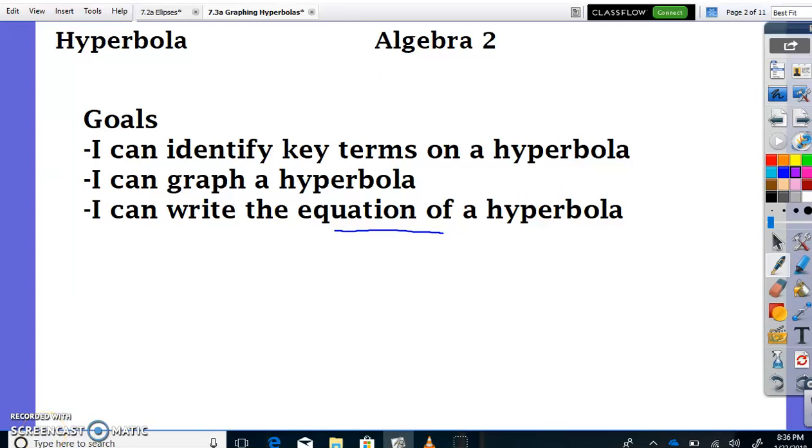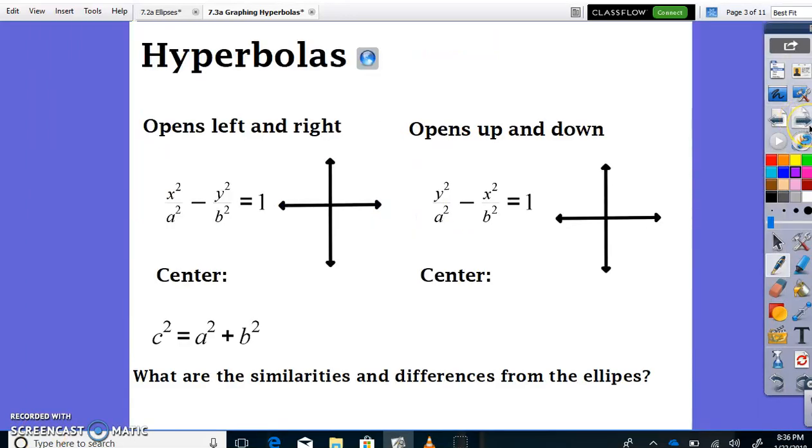Alright, we're going to look at hyperbolas here. Graphing hyperbolas. There are two general forms of hyperbolas. You have hyperbolas that open left or right. If we make a quick sketch of that, they will look something like this. You'll have one branch of the hyperbola that opens left and one that opens right.